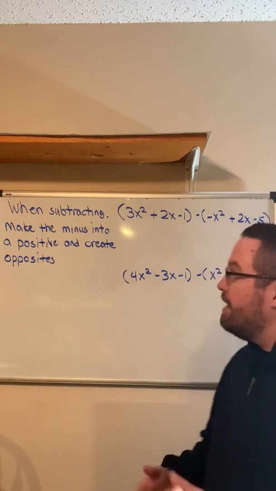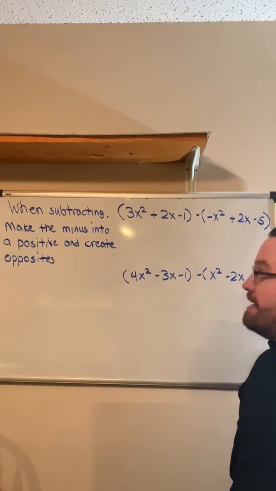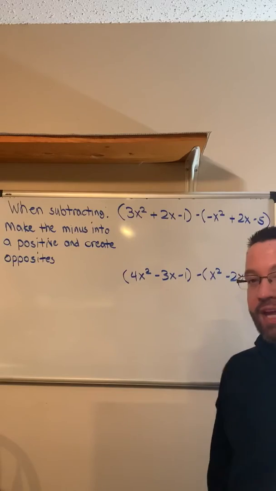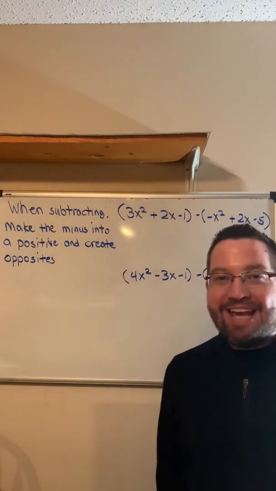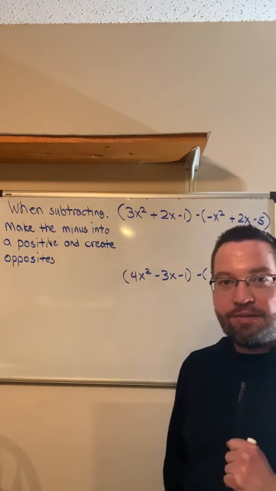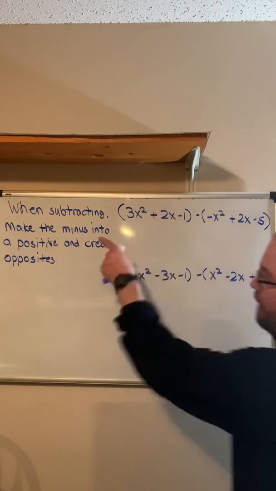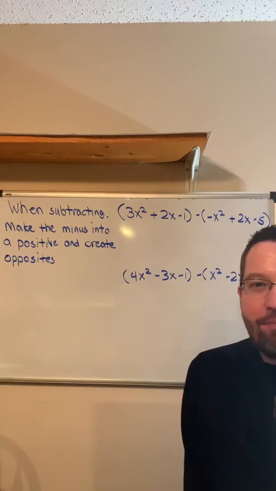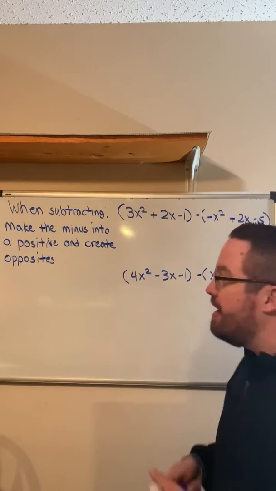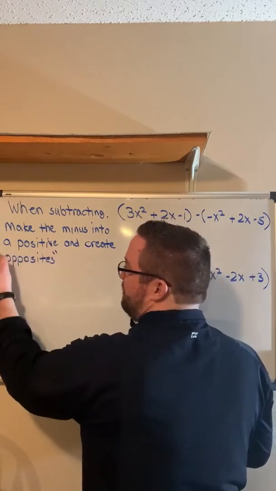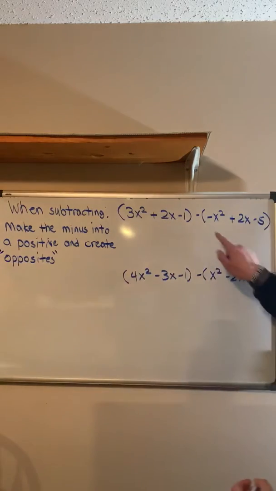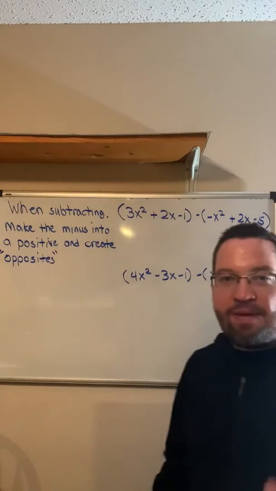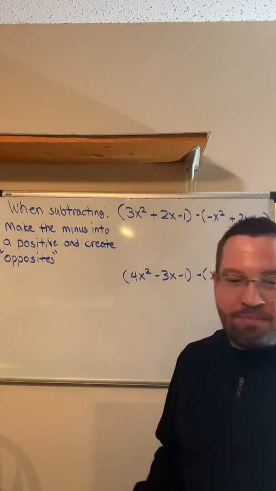Yesterday we talked about adding polynomials, and today we're going to be talking about subtracting polynomials. And really all this does is add one more step to it. So let's do this. Our rule's pretty quick. When subtracting, you're going to make the minus into a positive, and you're going to create opposites. So it only involves our second trinomial here, and I'm just going to make everything into its opposite.